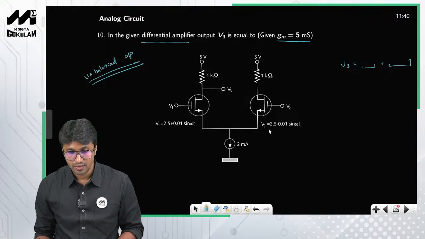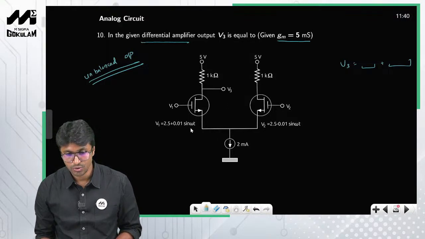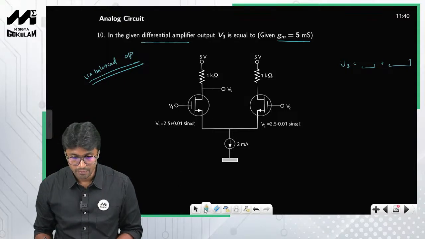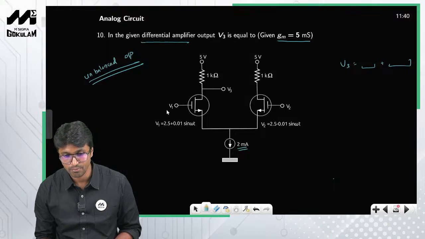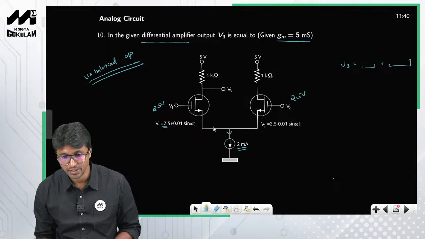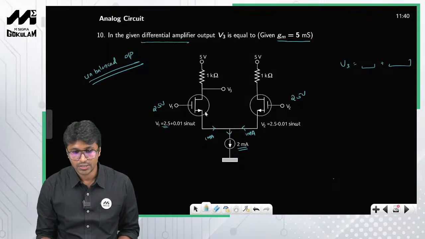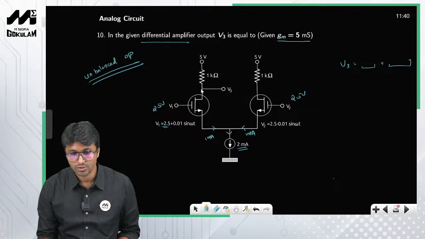Now when you consider the DC analysis, you can deactivate the AC sources. So what you have is 2.5 volts applied at both ends. Both of them will behave similarly. The total current is 2 milliamperes, and both the voltages are 2.5 volts. It means that this is 1 milliampere and this is 1 milliampere, right? So the current through the drain is 1 milliampere, so this current is also 1 milliampere, right?